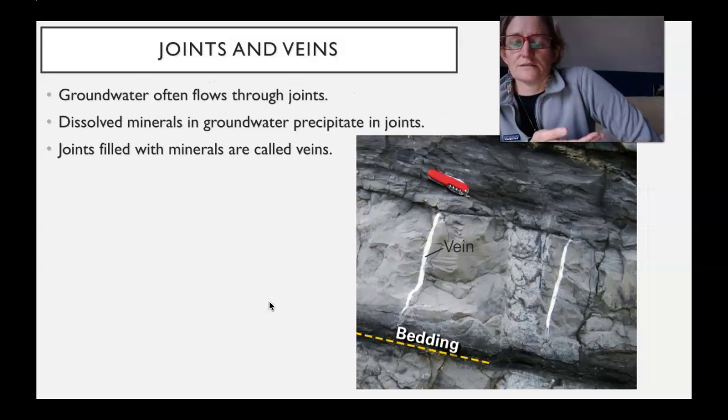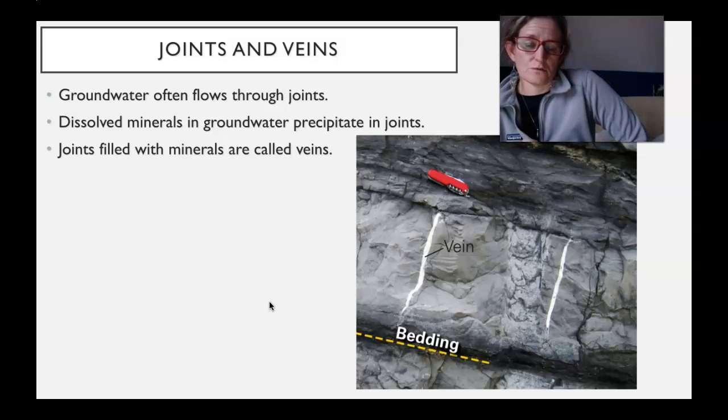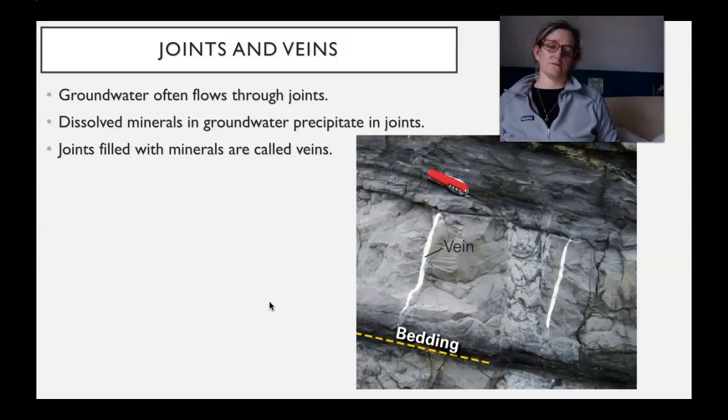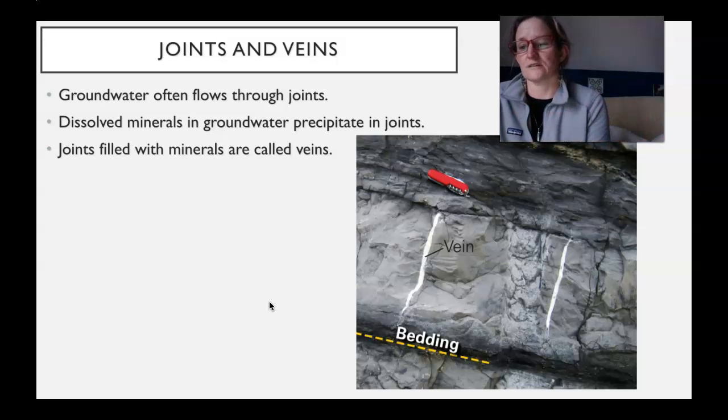In those joints, there can be percolating fluids. In those fluids, some groundwater is going to have ions in it, and those ions can precipitate out of solution and be deposited in those joints, and those are veins. Those are real common in the Appalachian Mountains, right? We see veins, quartz running throughout the rocks in this area.